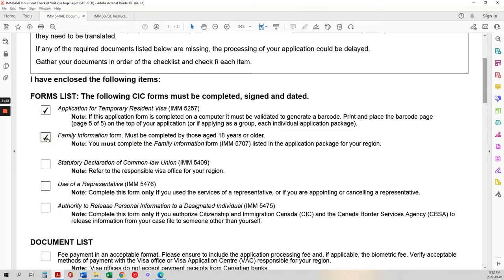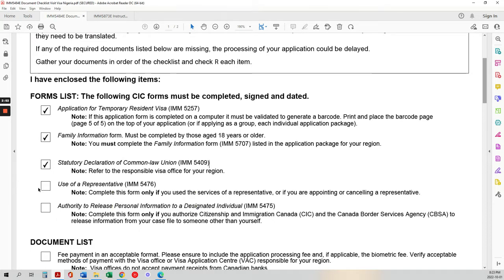The next is the family information form. It must be completed by those age 18 years or older. You must complete the family information form, the IMM 5707, listed in the application package for your region. Okay. Now, if you are in a relationship but you're not married, you will need one of these forms, which is the Statutory Declaration of Common Law Union, the IMM 5409. Okay, so refer to the responsible visa office for your region.